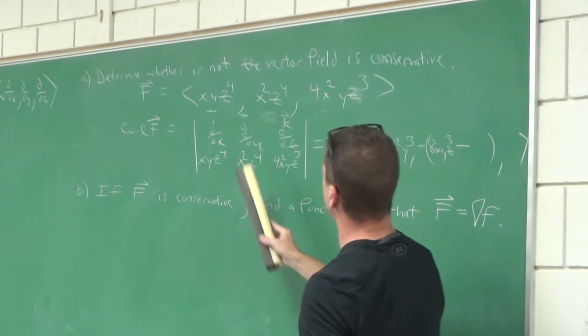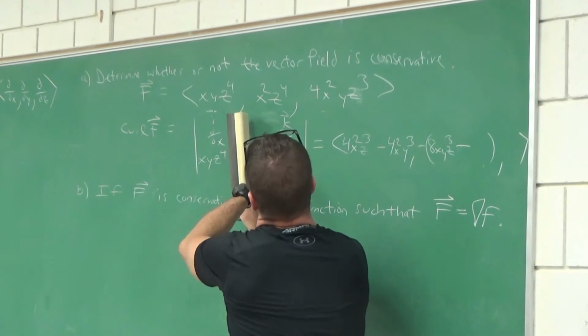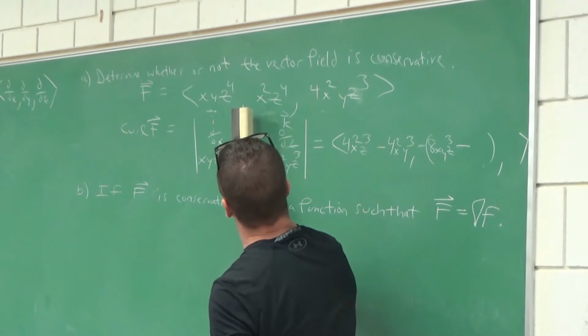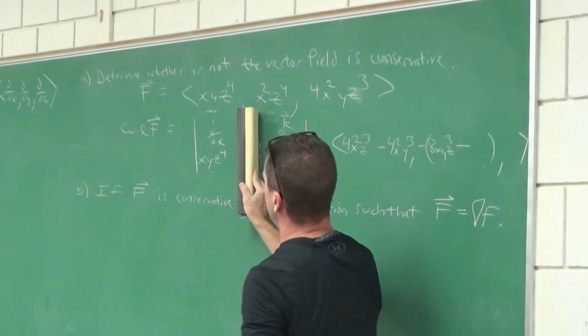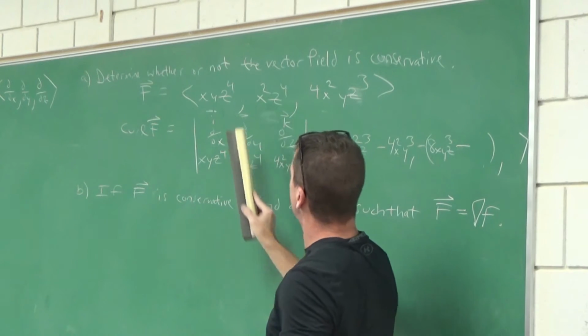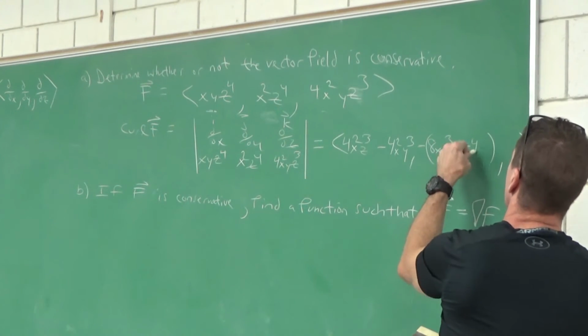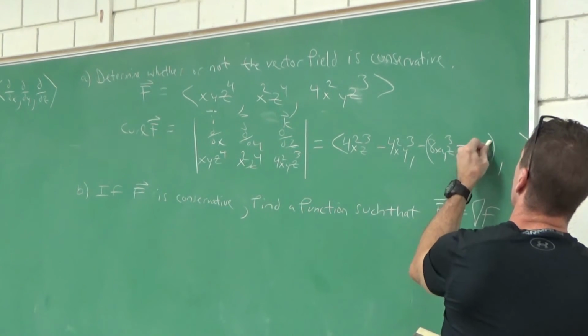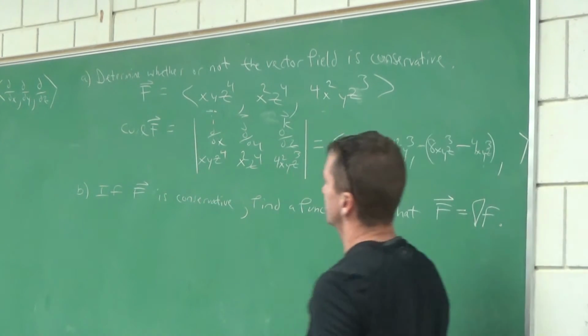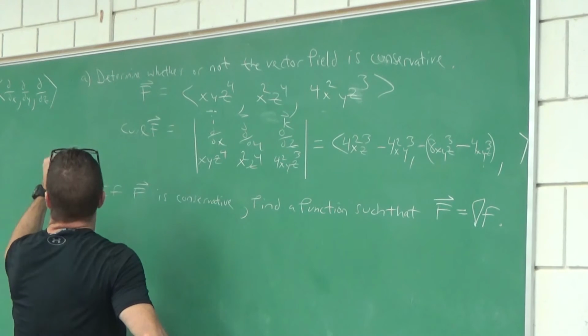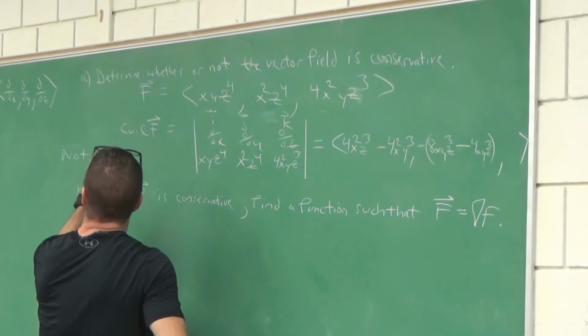I'm going to do this again. We did this for the middle component: 8xyz cubed, then we took the partial with respect to z here, and we got what? Only 4xyz cubed. Should I keep going? No. Stop right here. Not conservative. Isn't that cool?